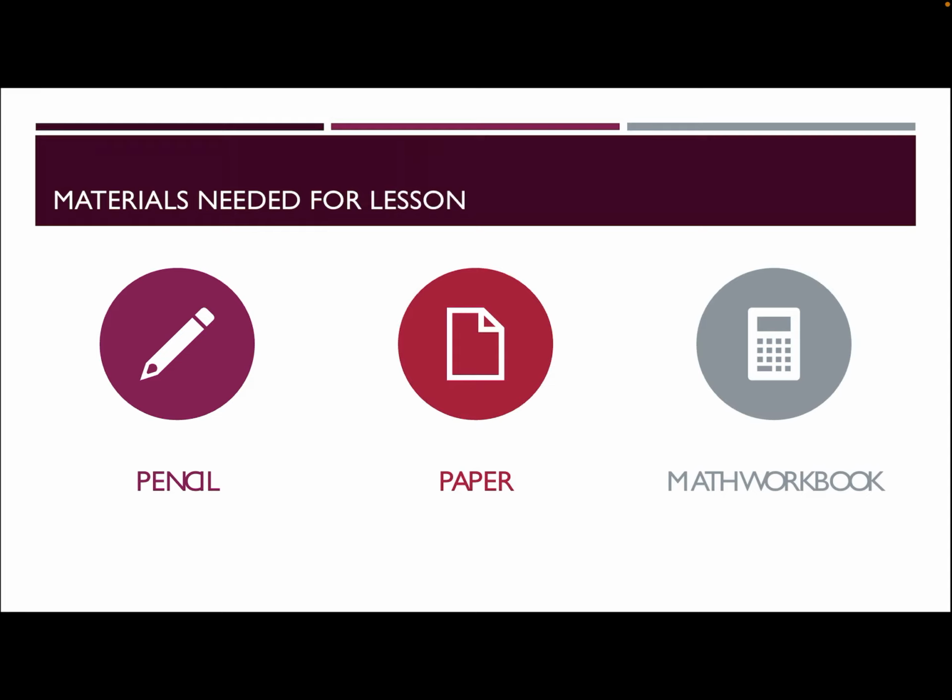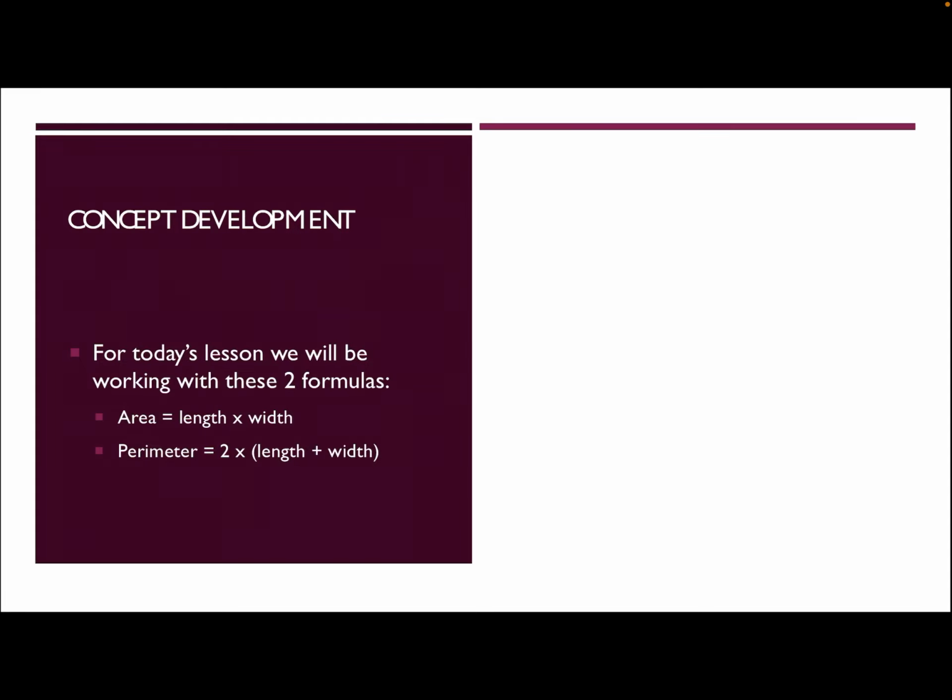Now that we have our materials, let's go ahead and get started. So there is no application problem today. We're just going to dive right into our lesson. For today's lesson, we will be working with two formulas, the formula for area and the formula for perimeter. The formulas are written right down here. Area is length times width, and perimeter is 2 times length plus width.